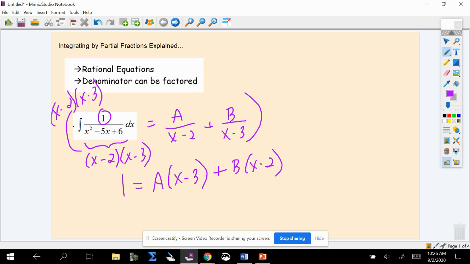I'm going to choose x's. I always call it the picking x's technique, which is not very technical, but it makes sense to me. I'm going to choose x's that are going to make things cancel. So I'm going to let x be 3 and x be 2. Doesn't matter which one you do first.